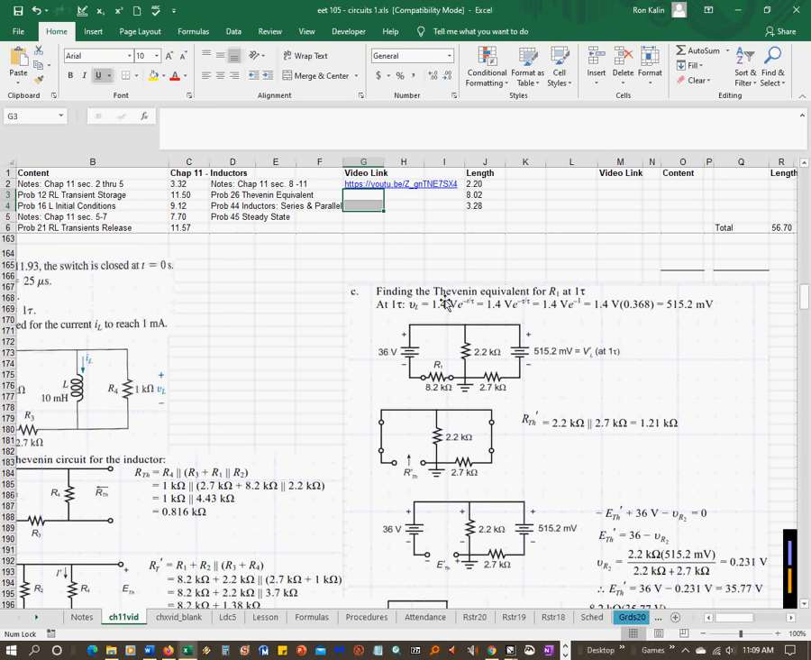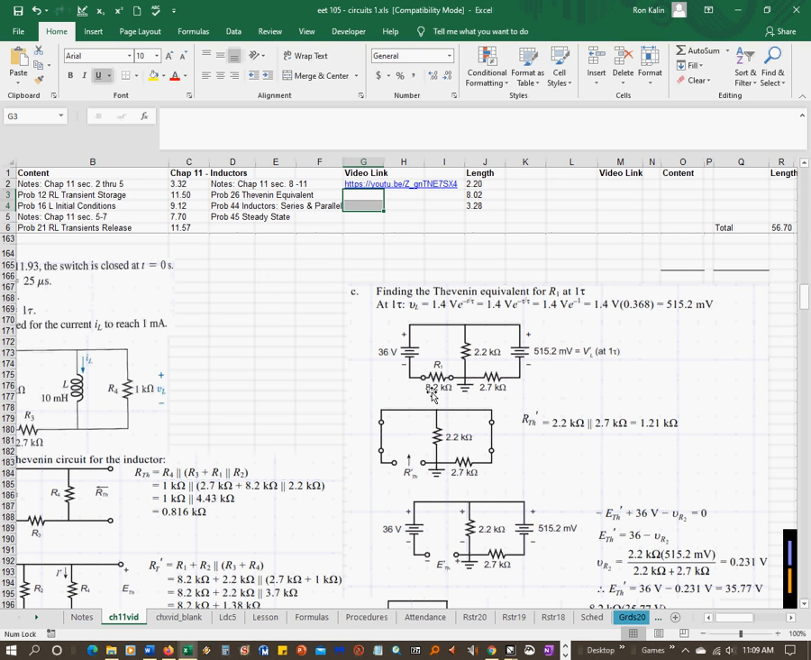So we take, again, our charging equation for V sub L because there is a voltage across it here. And we plug in our E Thevenin, and we plug in for little t, we put in tau. We get 1.4 volts times e to the negative 1, which ends up equaling 515.2 millivolts. So that's like a voltage source right in here. And then this is the Thevenin equivalent.